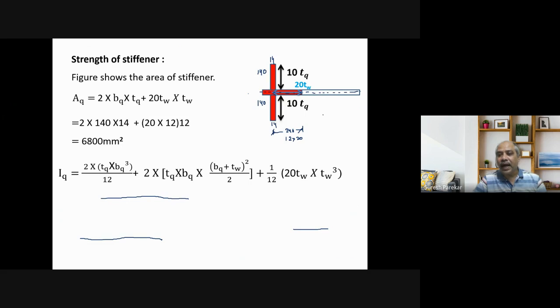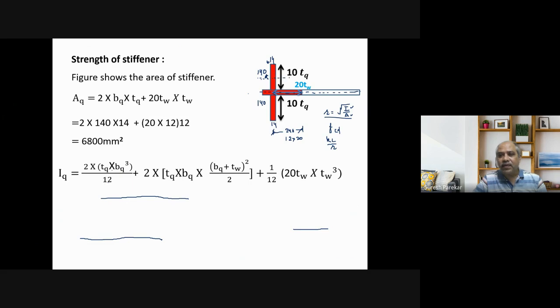And for finding r, we have to find I, and then we will get r equal to the square root of I by A, because we have to find FCD, and FCD we can calculate using KL upon r, and therefore r is required. A is calculated; now we have to calculate I. First, for the bearing stiffener, we have 2 times, because both sides, B D cube by 12. So we have this as B, then we have this as D cube by 12, which will be at the center of this.